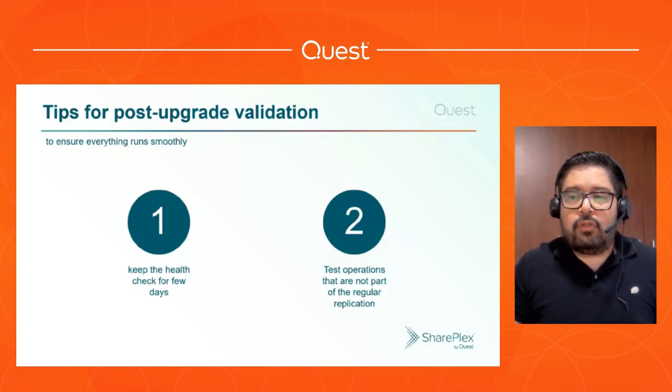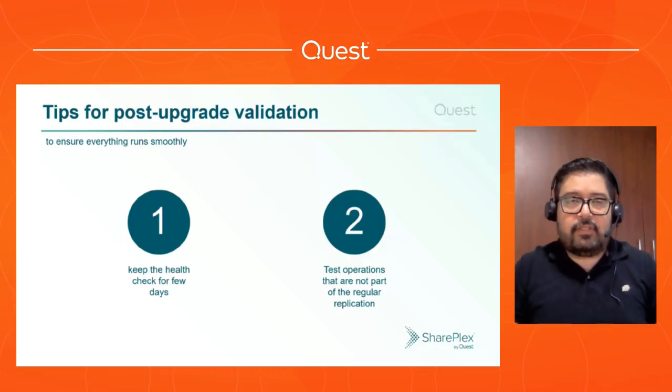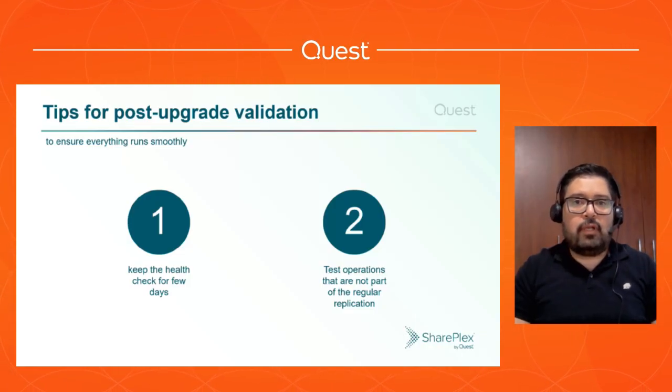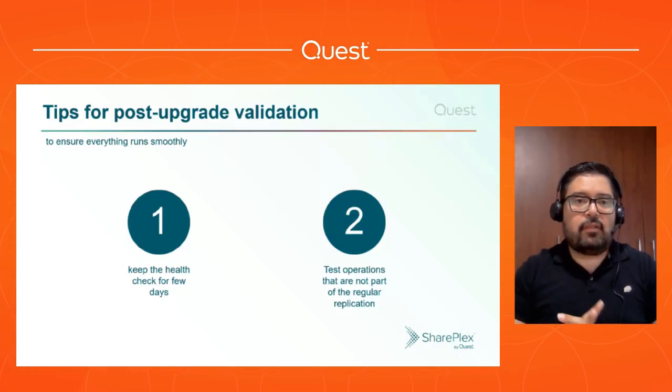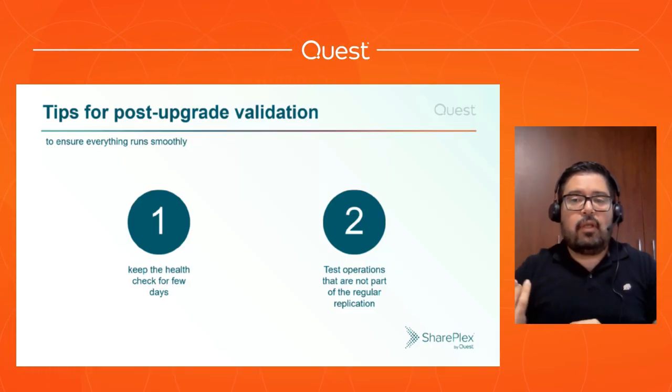You can also test operations that are not part of regular replication. Okay, for example, try to run compare or repair. That's not a regular feature that we use, but try to run it to verify that it's working as expected. Try to run DDL replication if you have DDL replication enabled.